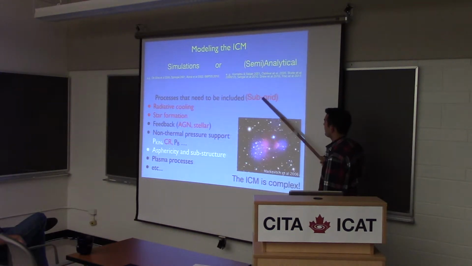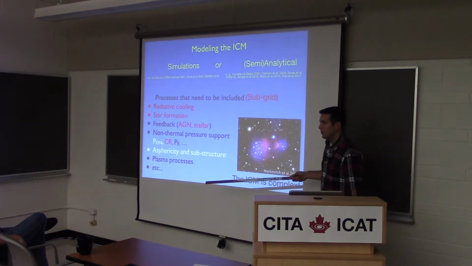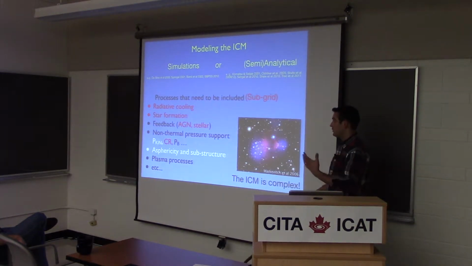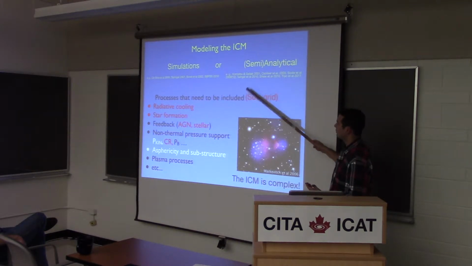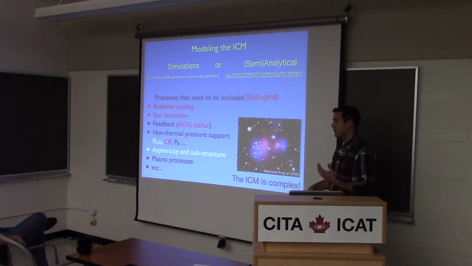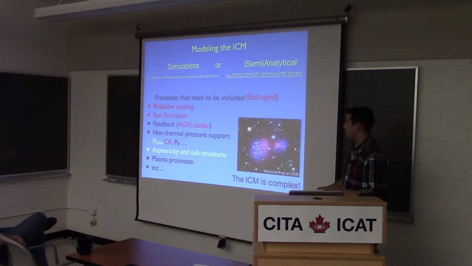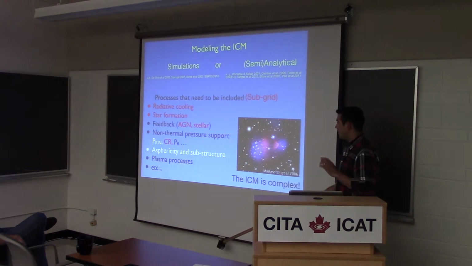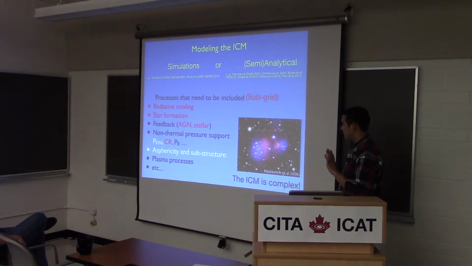In simulations, the things in red are things we model currently with subgrid models, and the things in white are processes which we don't need to model. They just come out naturally in your simulations. If you do something like a semi-analytic model, then you need to come up with some sort of model for the asphericity of clusters, how to include kinetic pressure support, things like that. Currently, in our simulations, we don't include things like magnetic fields or any sort of plasma processes. But for what we do, we think these are very subdominant effects and won't really affect the overall thermodynamics of the cluster.